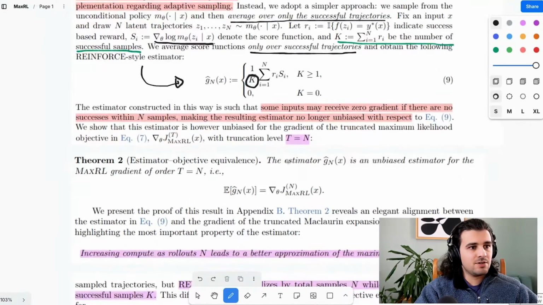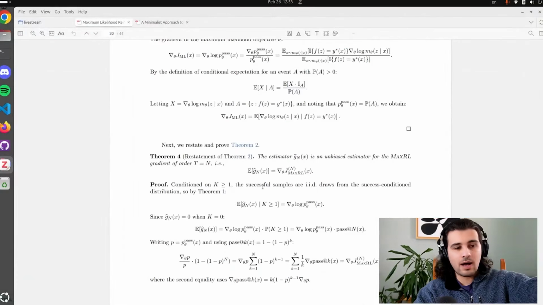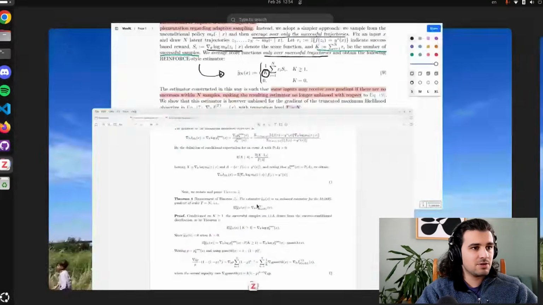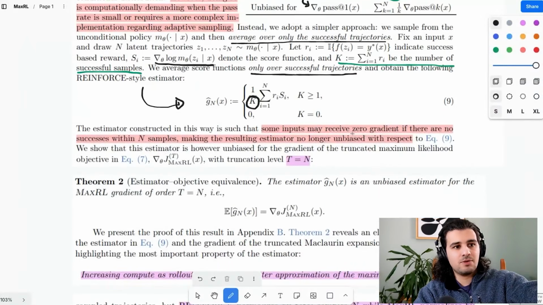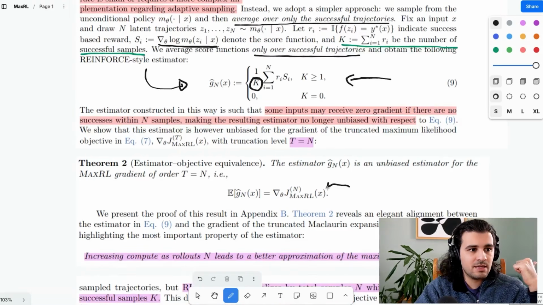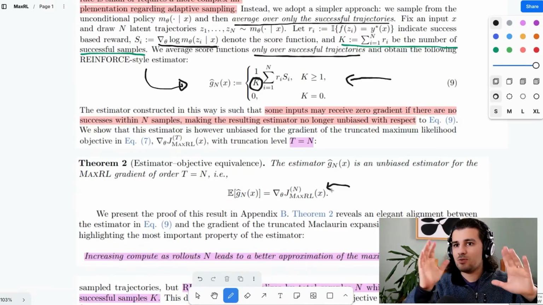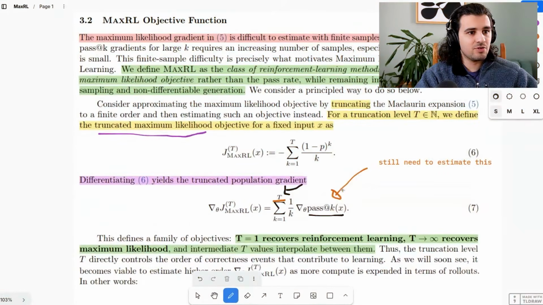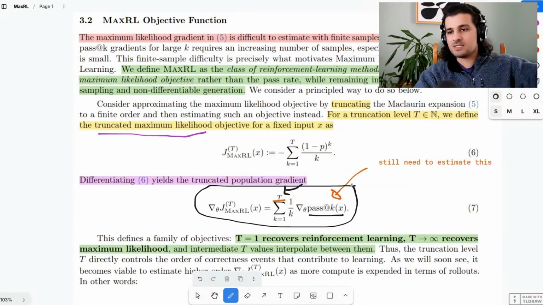This is what they're saying over here, and then they show it again in the appendix, why that is exactly so. But again, it's nothing complicated. It's related to when k equals 0 and when k is bigger than or equal to 1. Because some inputs may receive 0 gradient if there are no successes within the n samples, the result will no longer be unbiased over there, but it will be unbiased with respect to this. So this is still good, and it's still within what we wanted, because at the end of the day, we want this to be unbiased over that quantity. We're trying to create an estimator for that.